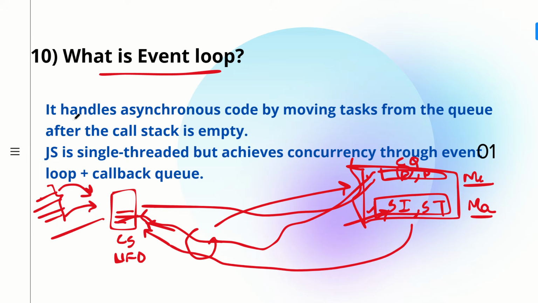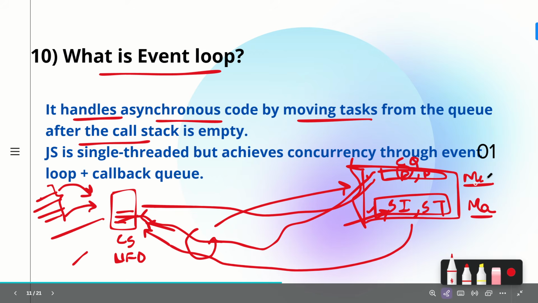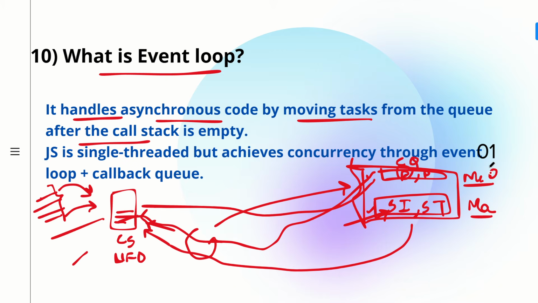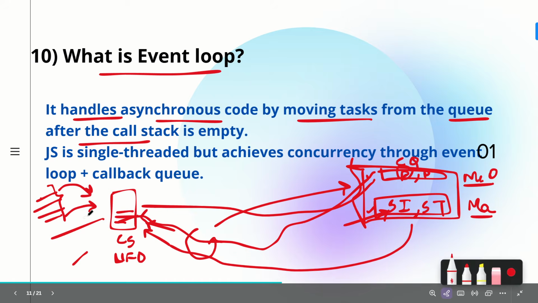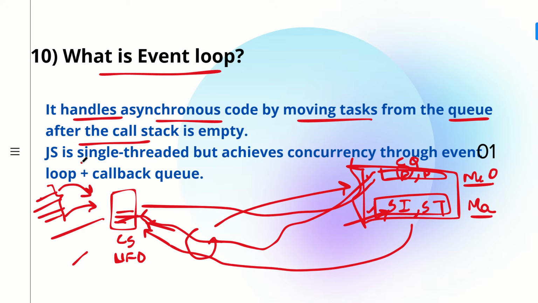So we will see a definition. It handles the asynchronous code by moving the tasks from the queue after the call stack is empty. As I've said, the call stack should be empty, and only then will the event loop check the queue. It is going to move the task from the queue to the call stack. And JavaScript is single threaded, but it achieves concurrency through the event loop plus the callback queue.